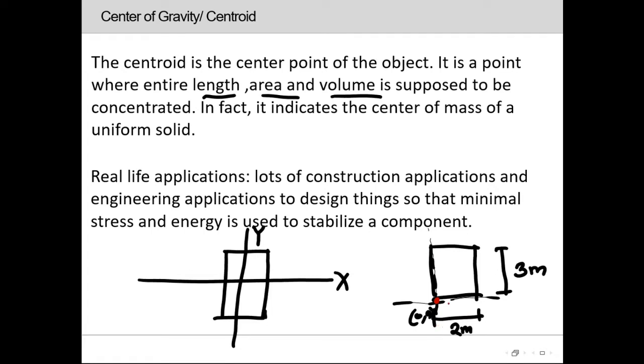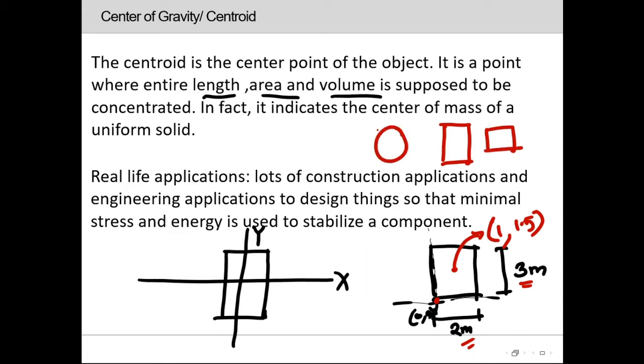For this section it will be right at the midpoint, for which the x coordinate will be half of 2 meter, which is 1, and the y coordinate will be half of 3, which is 3 by 2 or 1.5. So this is the centroid of this rectangular object. So when we are asked to locate the centroid of a rectangular section, a square section, or a circular section, we can easily locate that.